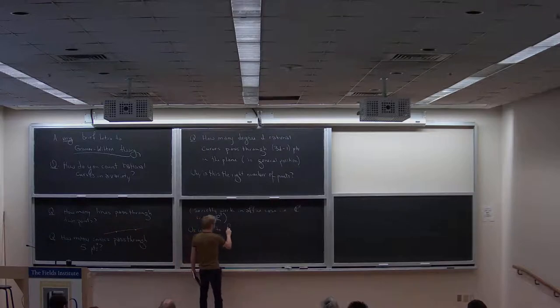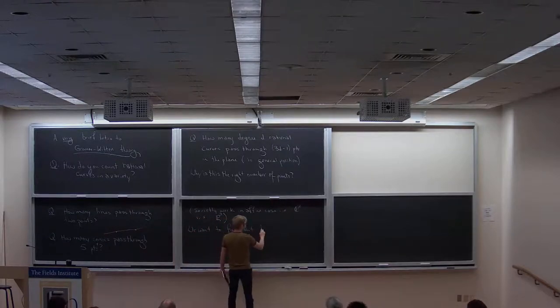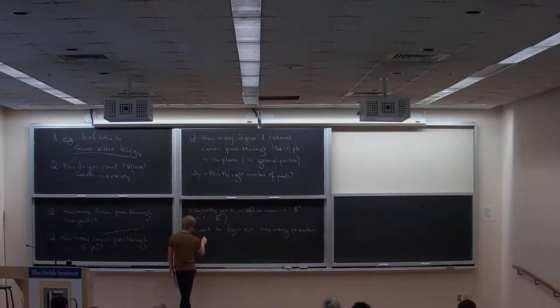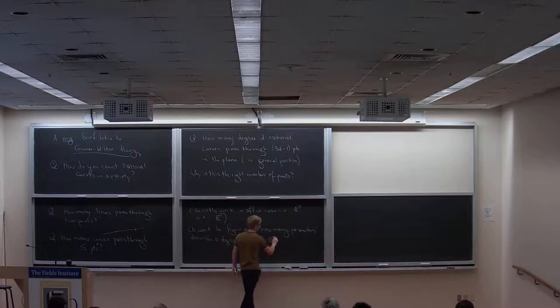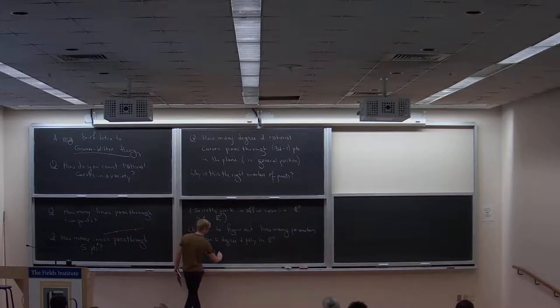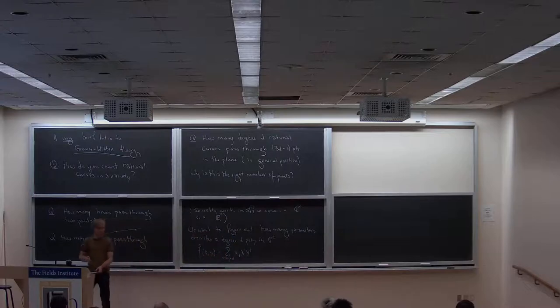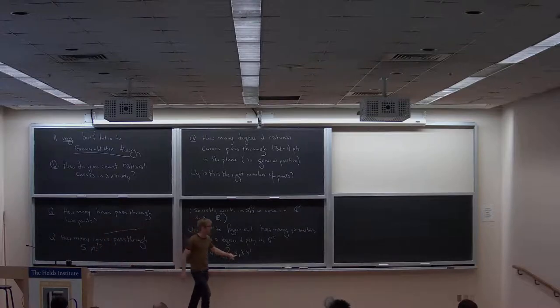So we want to figure out how many parameters describe a degree D polynomial. Well, we can just write these down. A degree D polynomial in two variables is going to look like f of x, y, and it's going to be the sum over 0 less than or equal to i plus j less than or equal to d of some coefficients a_ij, x to the i, y to the j. That's exactly what a degree D polynomial in two variables looks like. And now these numbers here are actually our parameters, and we want to know how many of those there are.